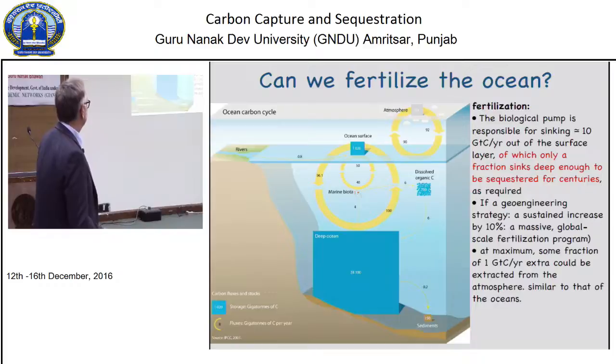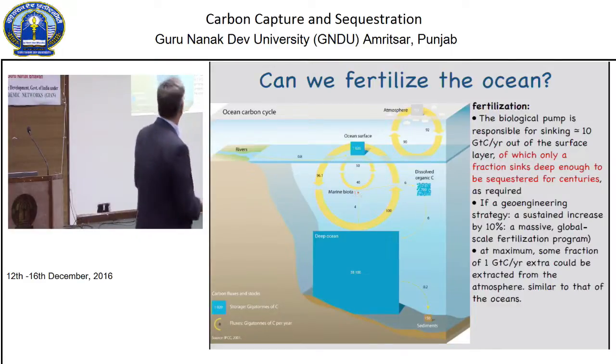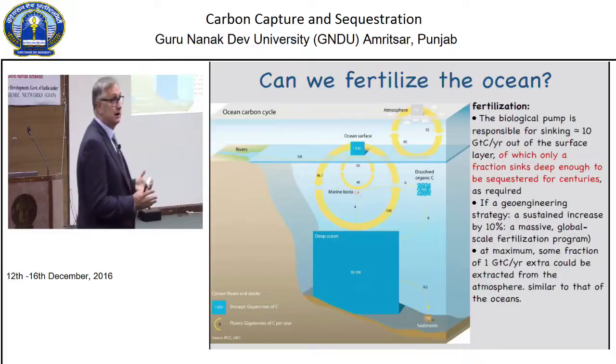And at maximum, maybe some fraction, on the order of a gigaton per year, could be extracted from the atmosphere. And it's really hard to imagine accomplishing this. There was an initial flurry of activity in the United States to do this kind of processing, and it is now not taken very seriously.